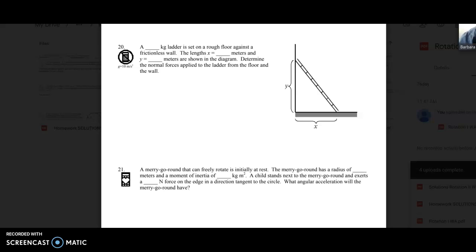Okay, let's see if I can do this quickly. Four forces act on the ladder, right? What are they? Weight, right? Normal force from the floor. I don't know what the vector length should be there, but whatever. Friction from the floor that keeps it from slipping out, yeah? And normal force from the wall.